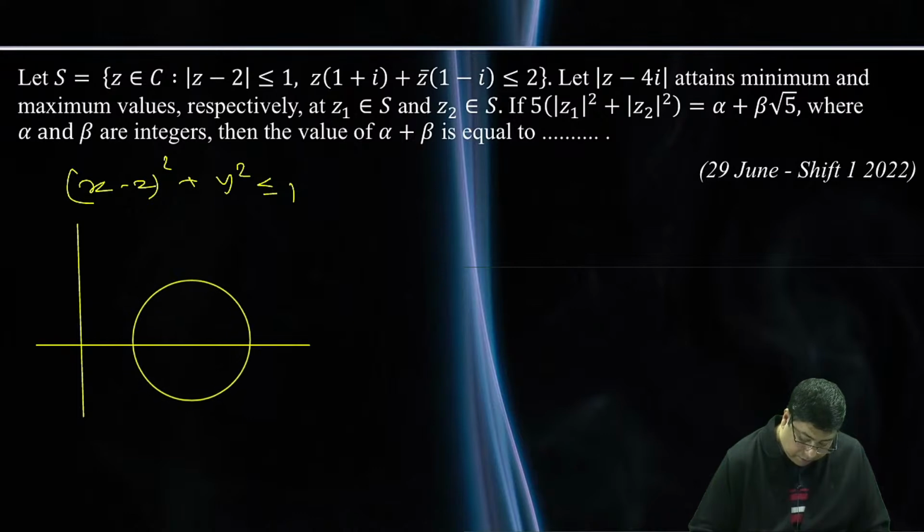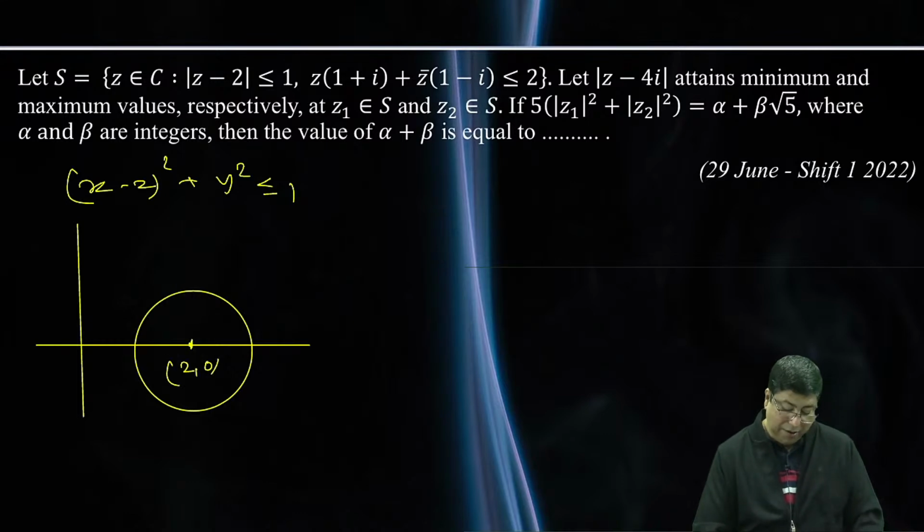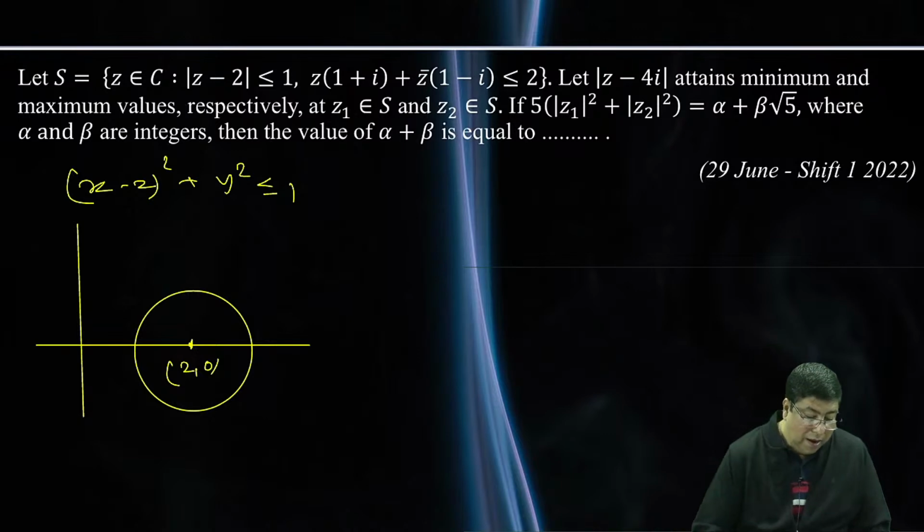This is a circle whose center is (2, 0) and radius is 1. And about the line, what is given here? z means x plus iy.